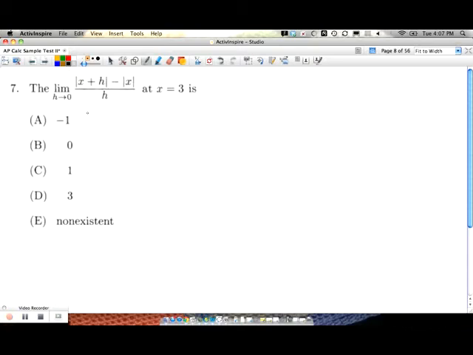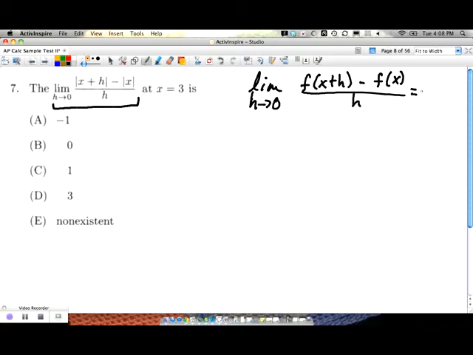Alright, this one. This is one that is so easy if you remember what this actually means. What the limit as h approaches 0 of f of x plus h minus f of x over h equals. The limit as h approaches 0 of f of x plus h, some function with x plus h, minus that same function but with just x, all over h. That actually equals the derivative of f with x applied to it.